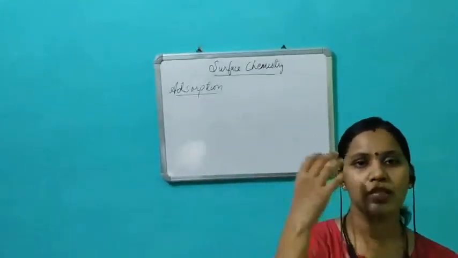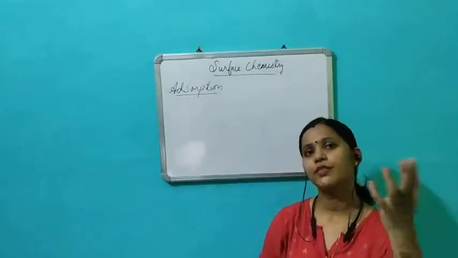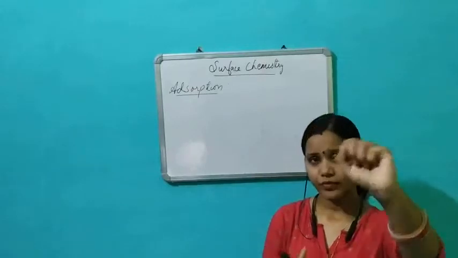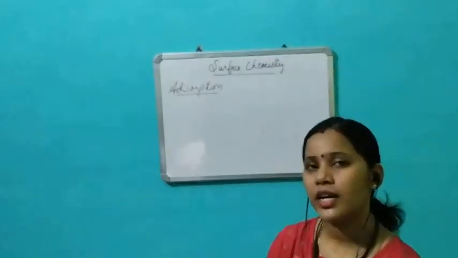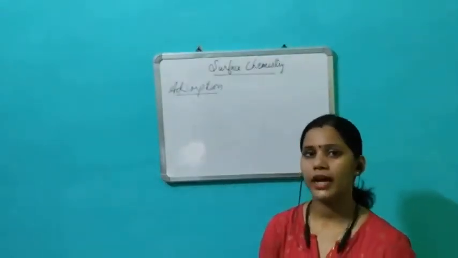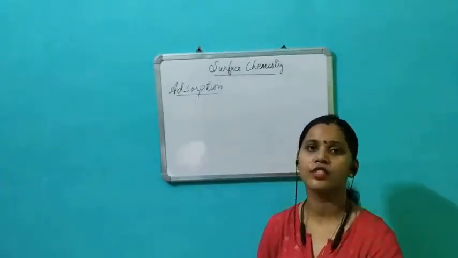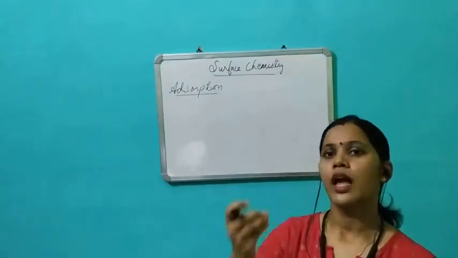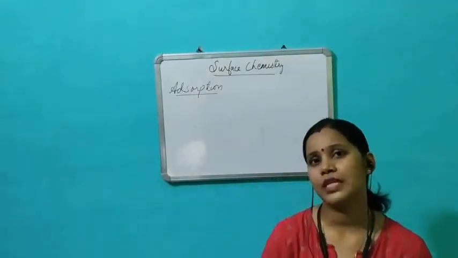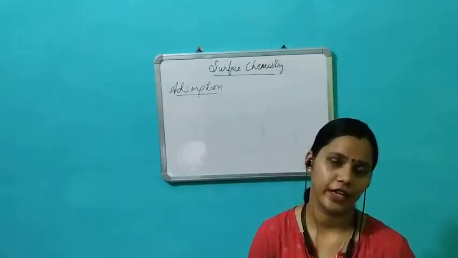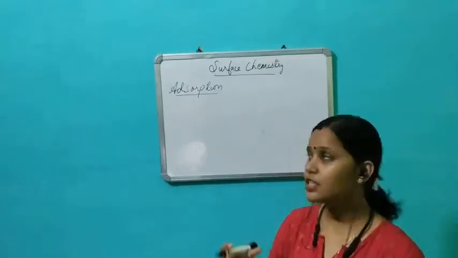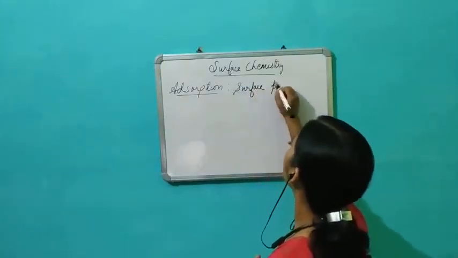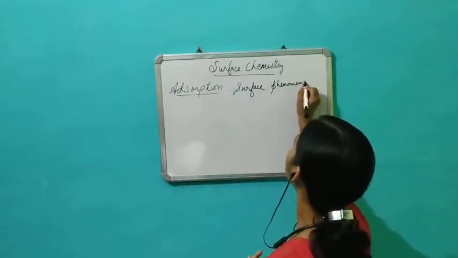Similarly, we use activated charcoal. When it is dipped into a dilute solution of methylene blue, the charcoal adsorbs the dye, and you will find that the color of the solution slowly fades away. Why? Because the charcoal adsorbs the dye on its surface. So what is adsorption? Adsorption is basically a surface phenomenon.